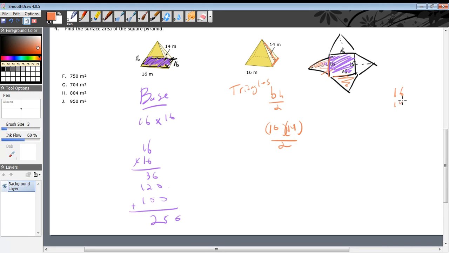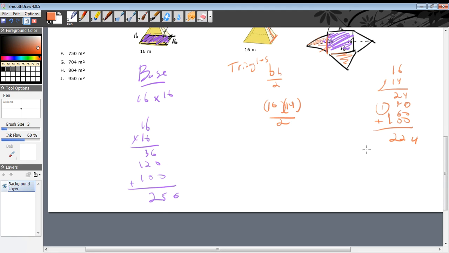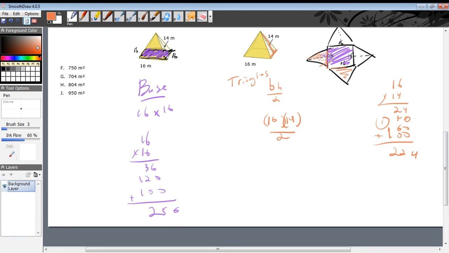So we'll do this multiplication over here. 4 times 6 is 24. 4 times 10 is 40. 10 times 6 is 60. And 10 times 10 is 100. I'm sorry for getting a little messy here. 4, that's 12, carry the 1. 224. Okay, so now this right here is the area of one triangle.